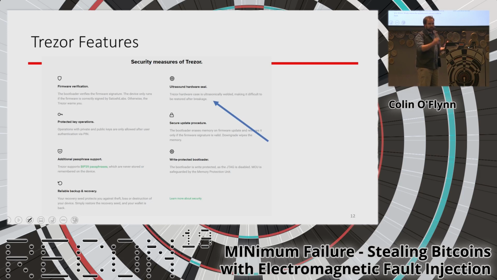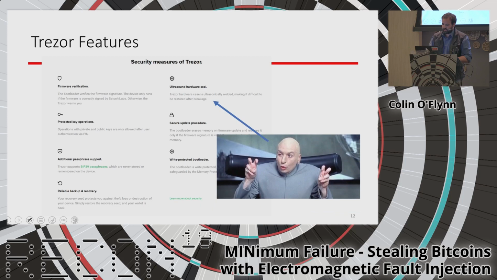Because these wallets basically generate a private key. That private key is now the key to all of your Bitcoin money not being stolen. If someone were to load malicious firmware, they could generate known private keys and ship them to hundreds or millions of people, and they now know everyone's private keys. So one of the features they list, for example, is an ultrasound hardware seal, making it difficult to be restored after breakage.